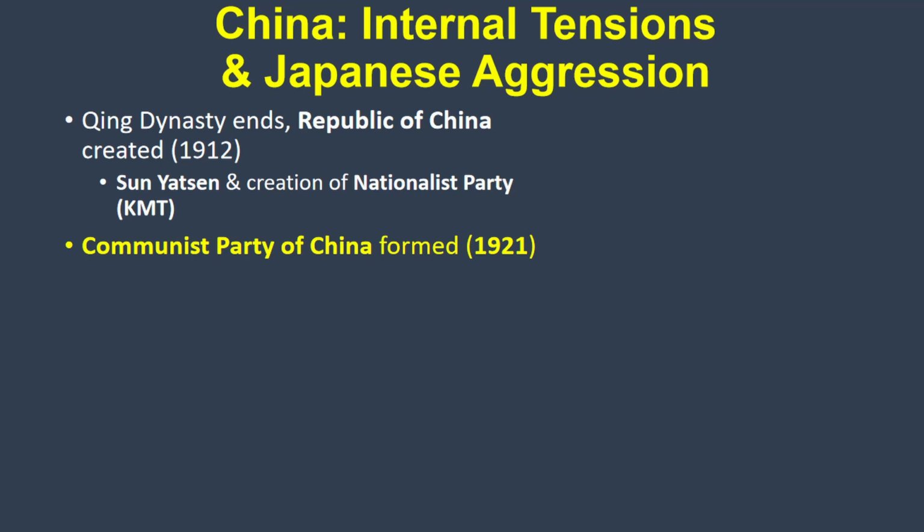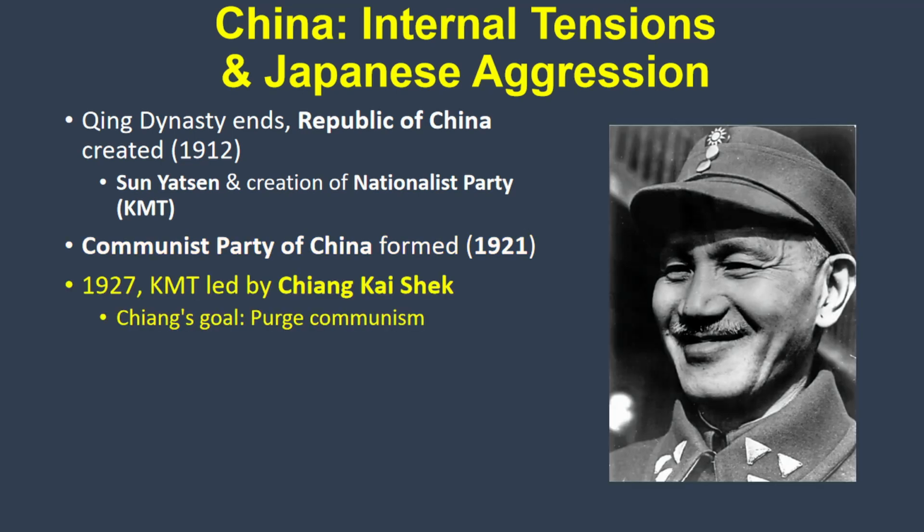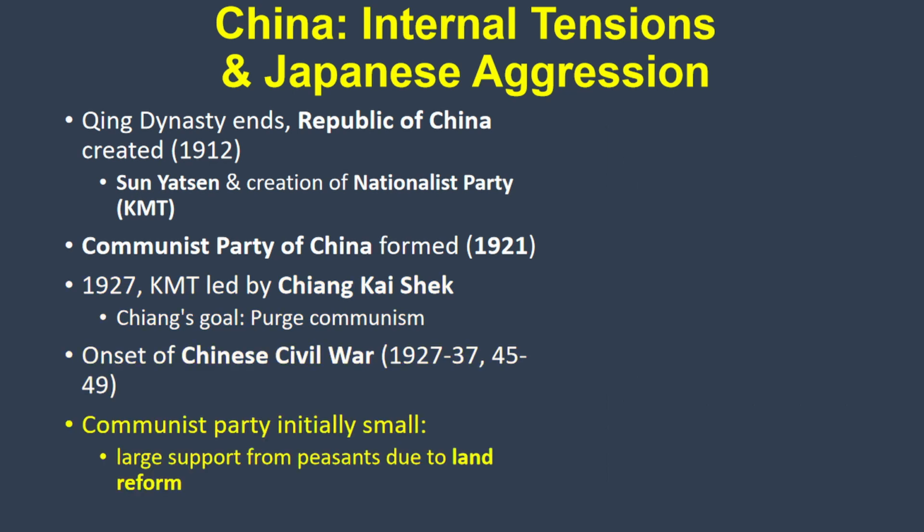In 1921, the Communist Party of China was formed. By 1927, the KMT was led by Chiang Kai-shek, who set out to purge communism, beginning a long civil war. The Communist Party initially had relatively small numbers, but they were able to build widespread support among the huge population of Chinese peasants because of their policies of land reform.